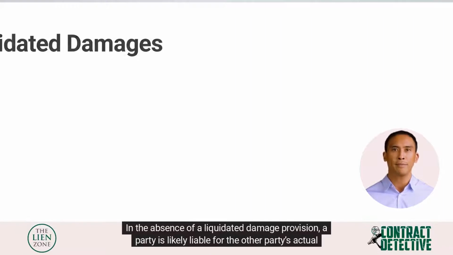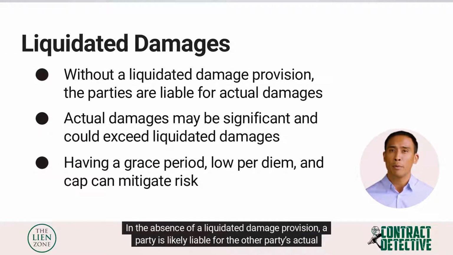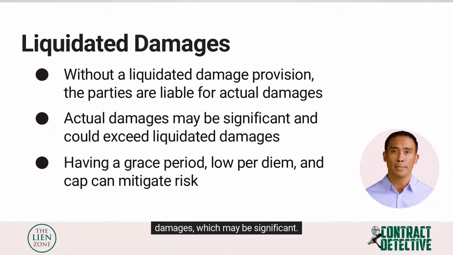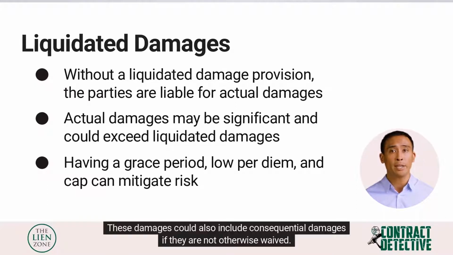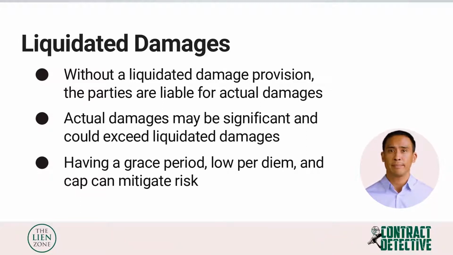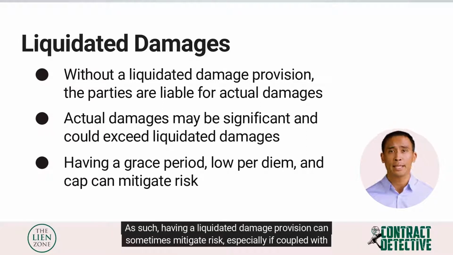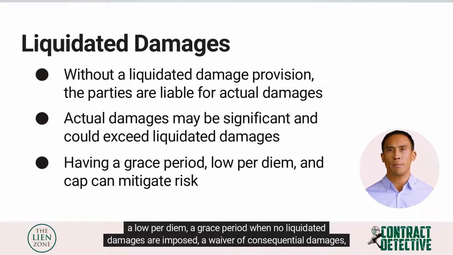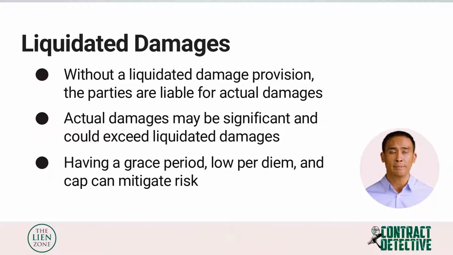In the absence of a liquidated damage provision, a party is likely liable for the other party's actual damages, which may be significant. These damages could also include consequential damages if they are not otherwise waived. As such, having a liquidated damage provision can sometimes mitigate risk, especially if coupled with a low per diem, a grace period when no liquidated damages are imposed, a waiver of consequential damages, and a cap on damages.